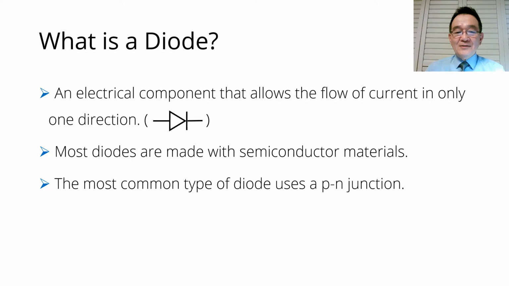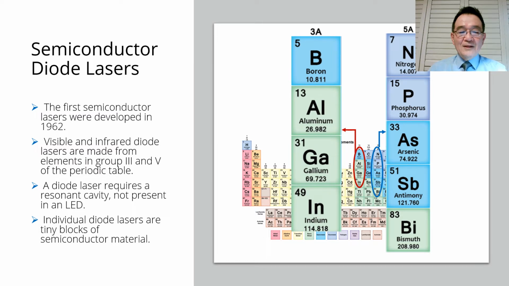What is a diode? Diode is an electrical component that allows the flow of current in only one direction. Most diodes are made with semiconductor materials, and the most common types of diodes use a p-n junction. The first semiconductor lasers were developed in 1962. Visible and infrared diode lasers are made from elements in groups 3 and 5 of the periodic table, which are aluminum, gallium, indium, or nitrogen, phosphorus, arsenic, antimony, bismuth.